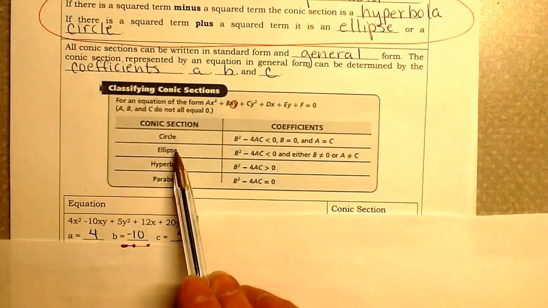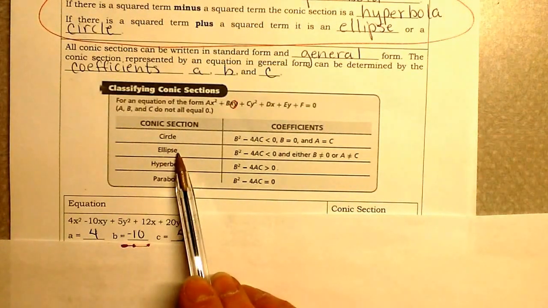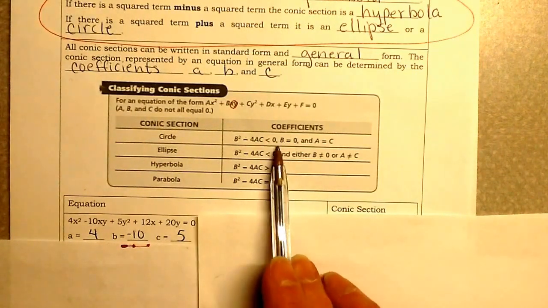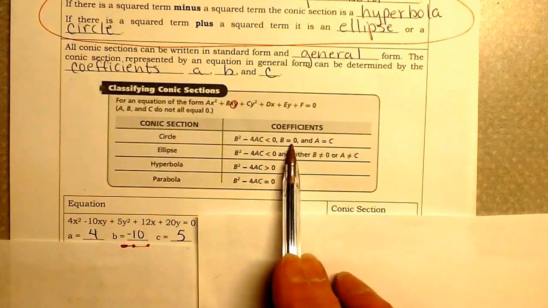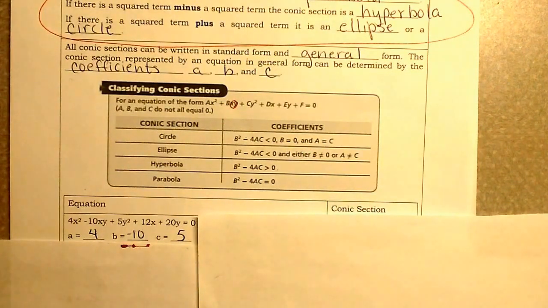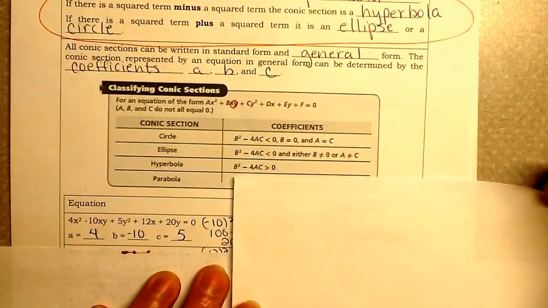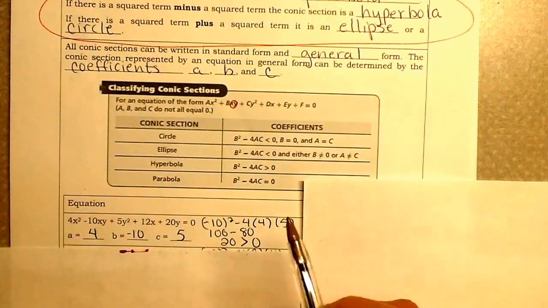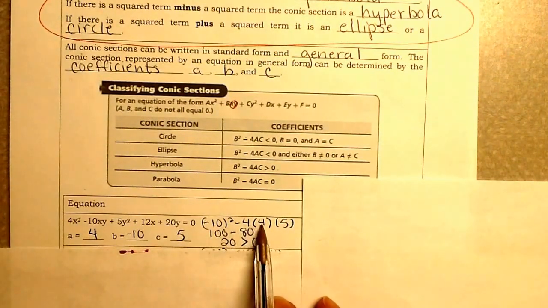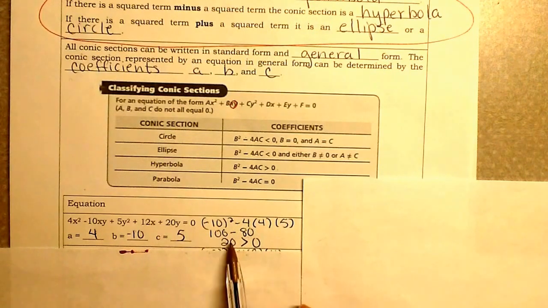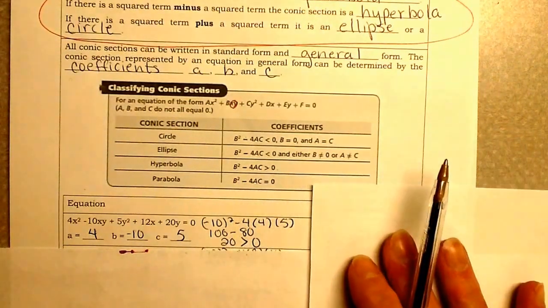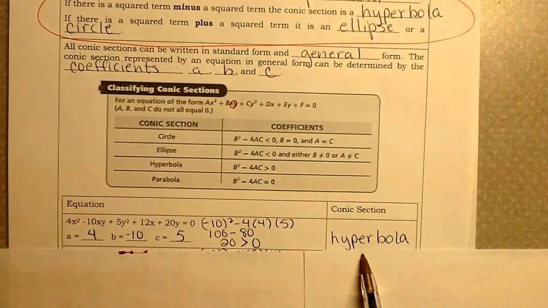Because the circle and the ellipse both have two squared terms in addition, they're going to be less than 0, and then you have to look at an additional thing. So we put those into b squared minus 4 times a times c. That's going to be 100 minus 80, and that gives you 20, which is greater than 0. So if we go back up to the table, when b squared minus 4ac is greater than 0, that's going to be a hyperbola.